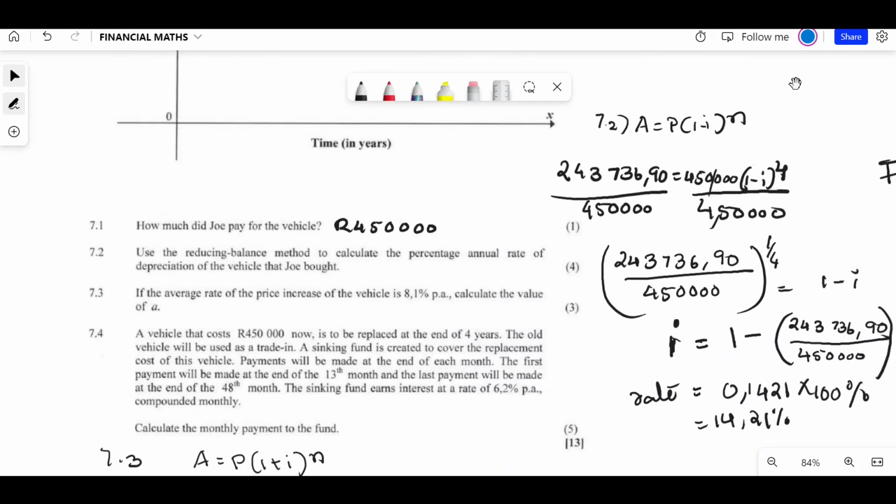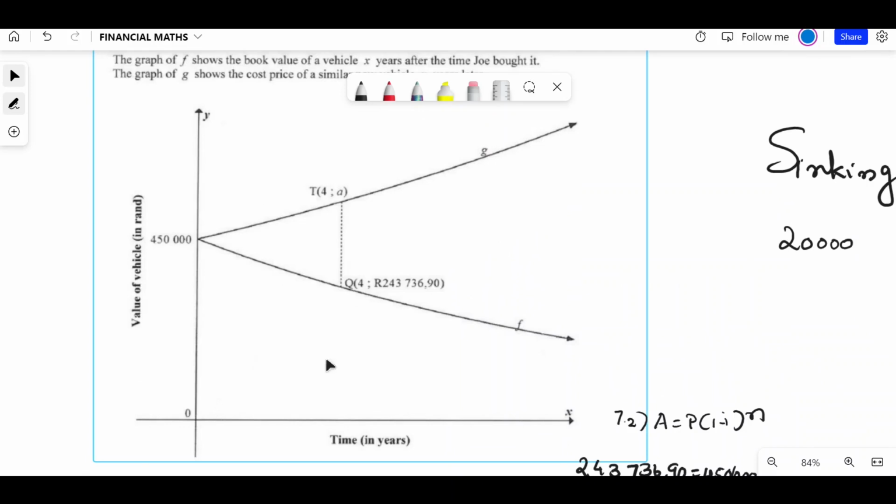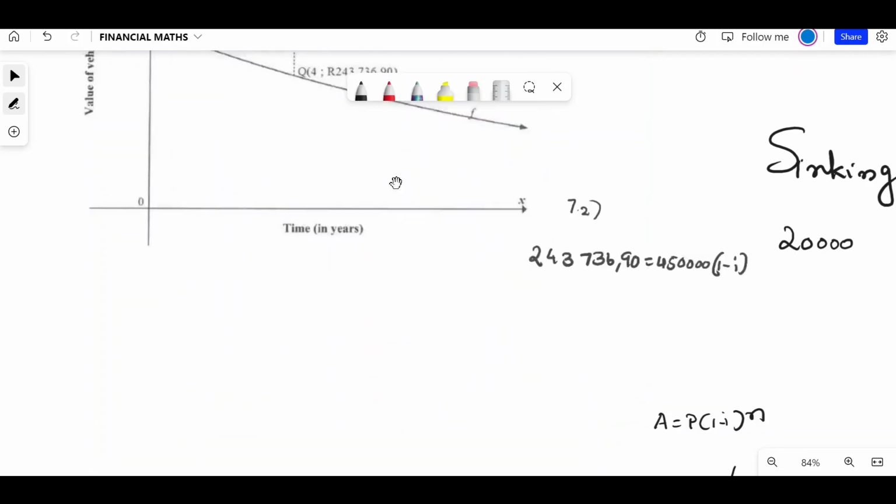I hope you all understand where the 4 and A come from by looking at the inflated graph. You are getting these values from the graph because this is the inflation graph. 4A means after 4 years A is the inflated price. So those two we get from the graph.